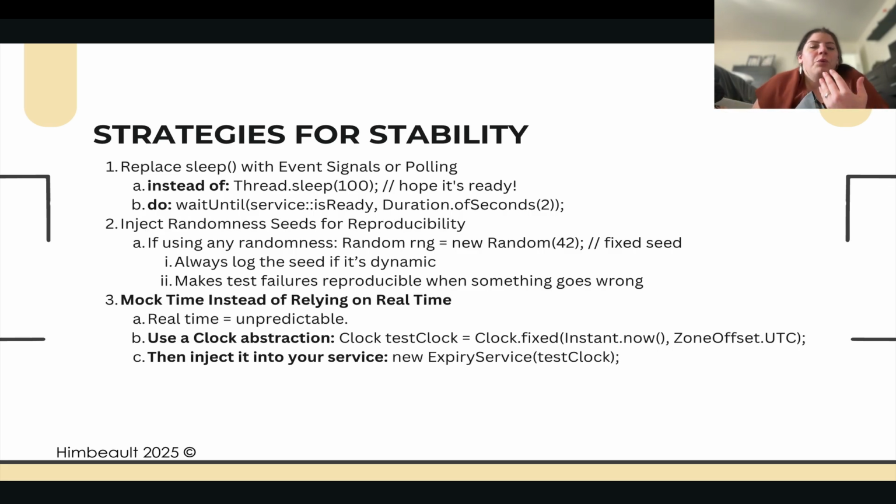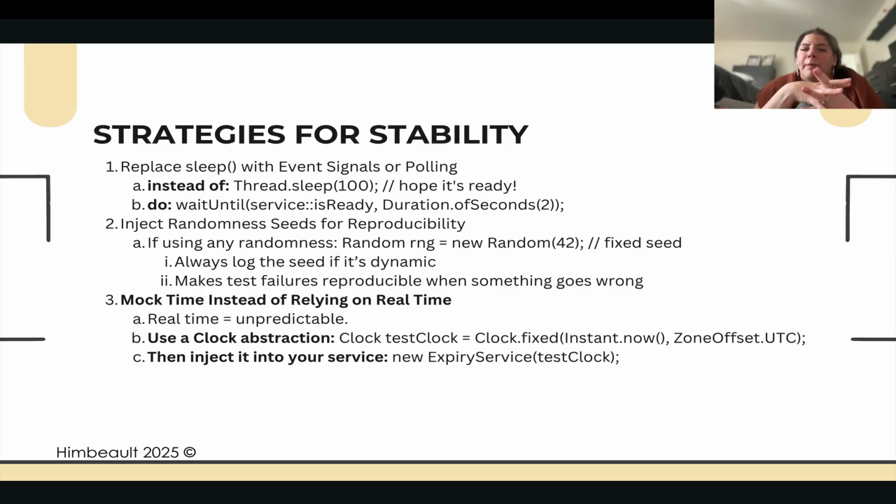We can also be mocking our time instead of relying on actual real dates and times, because as we know, real time is unpredictable. Maybe we're deploying our code at 2 a.m. and maybe it's happening at 4 p.m. We don't want to rely on that as a reason for our test passing.